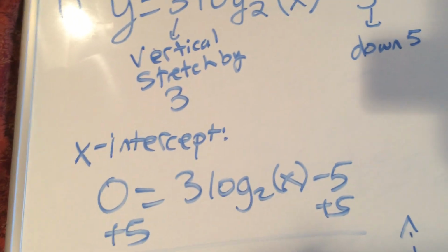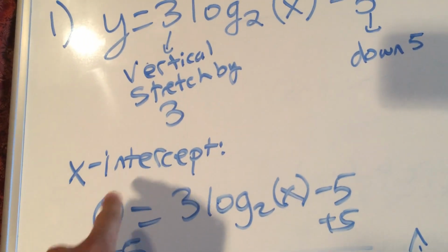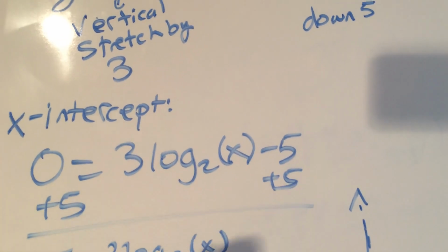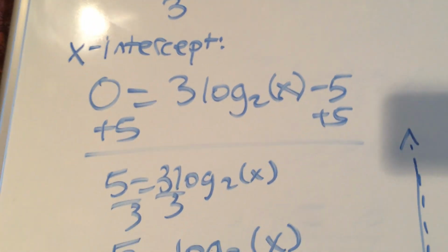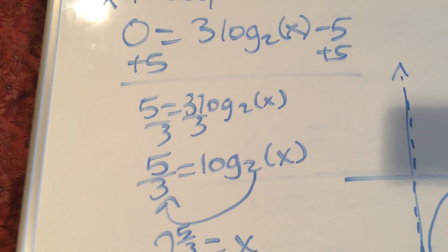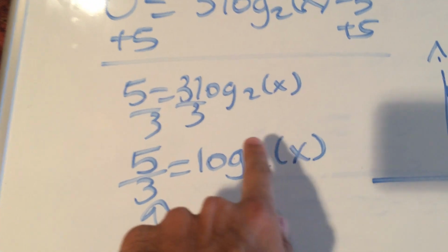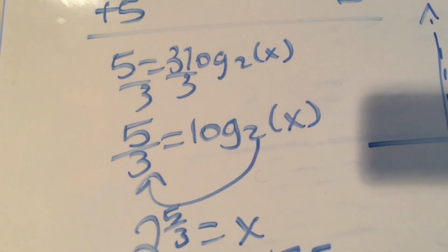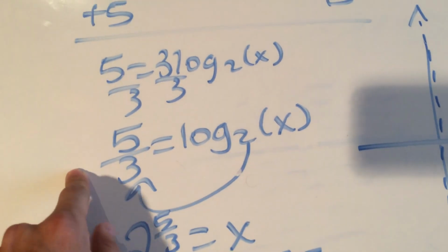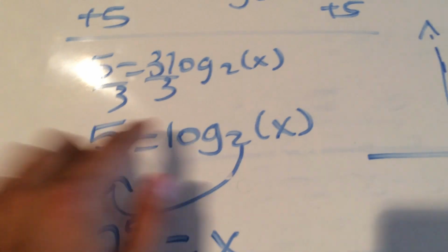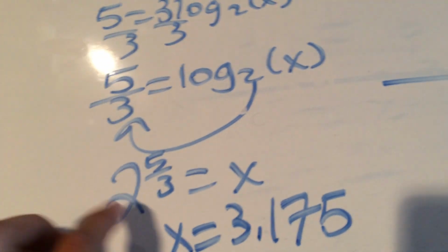I now want to find the x-intercept. I'm going to plug in 0 for y. 0 equals 3 log base 2 of x minus 5. Add 5 to both sides. Divide by 3. 5 over 3 equals log base 2 of x. Now we do 2 raised to this power equals x. Remember, log says the base raised to the power equals the argument. 2 to the 5/3 equals x.